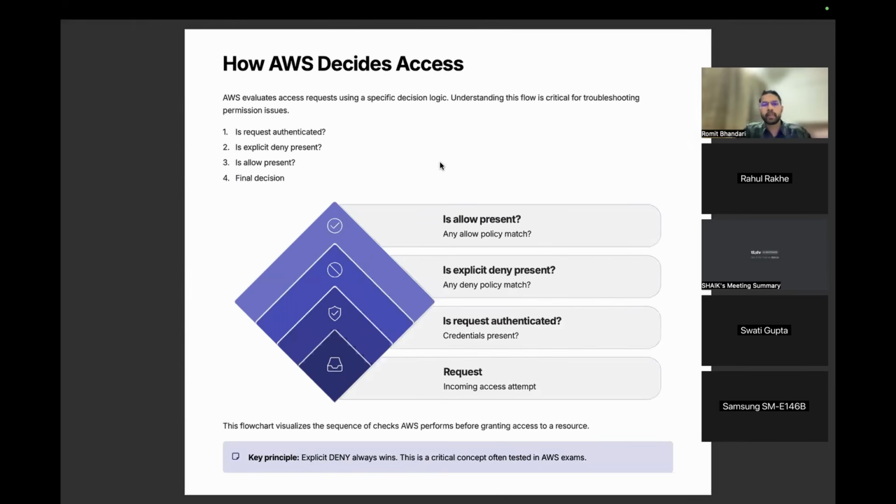Okay, now quickly on how AWS decides access. Before that, let me stop here. If anybody has any questions, I can take that. Otherwise, we can move forward.